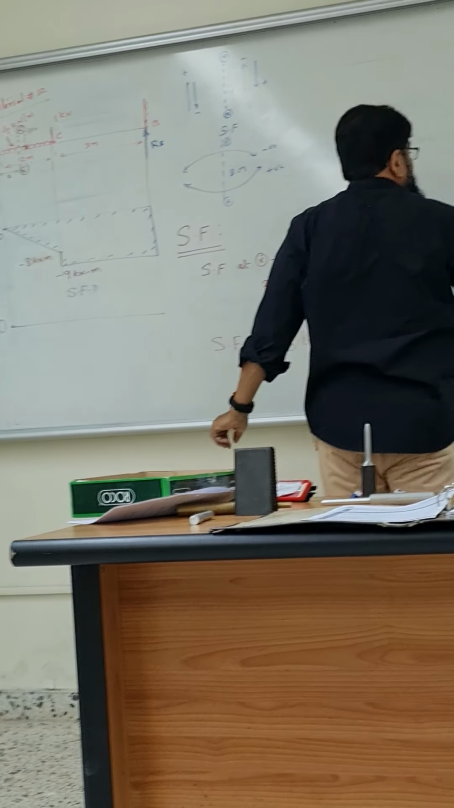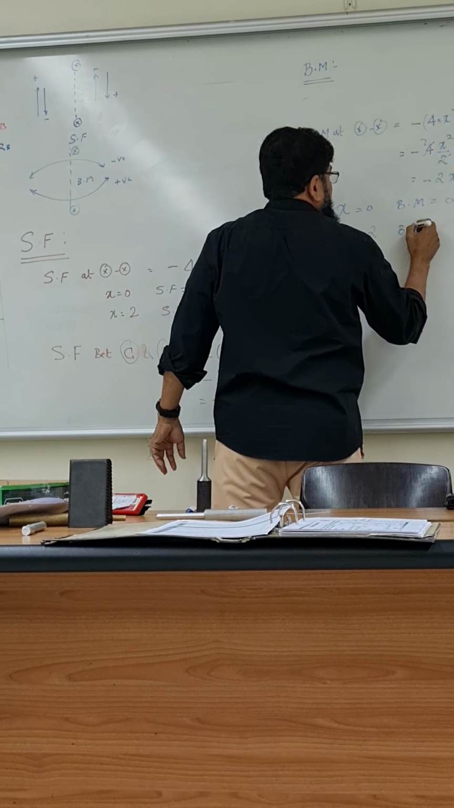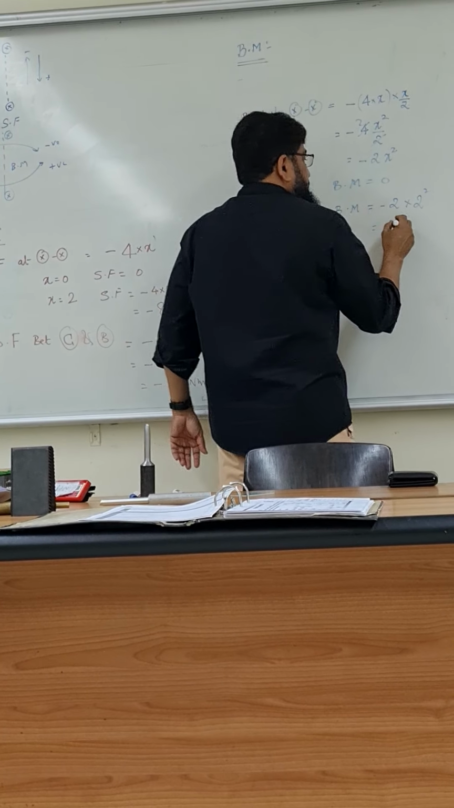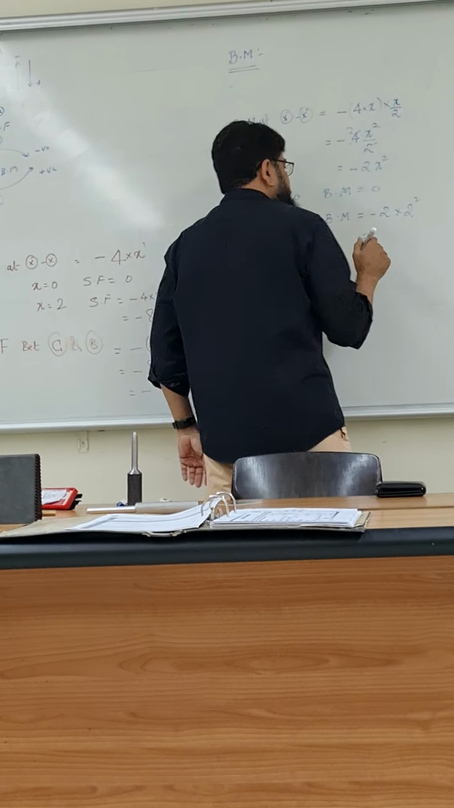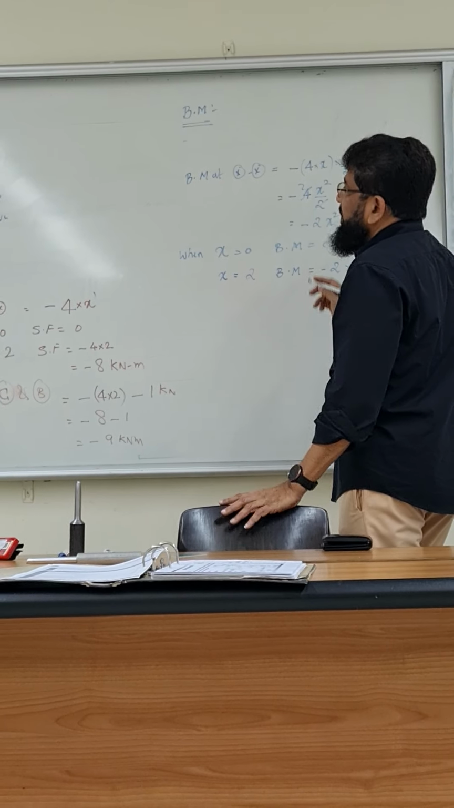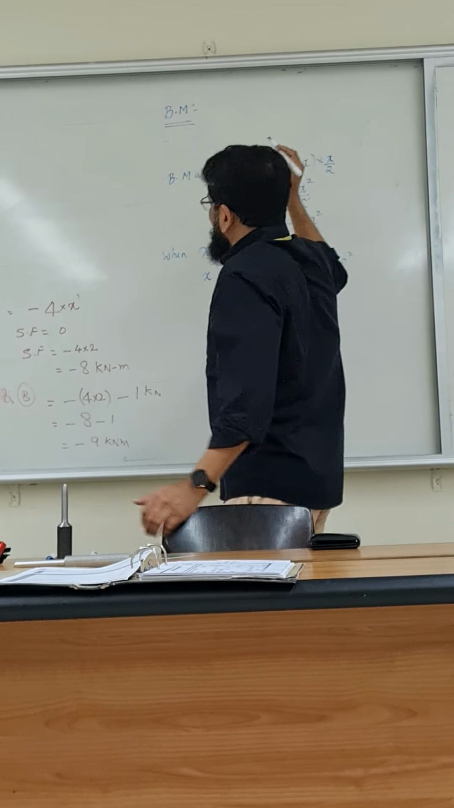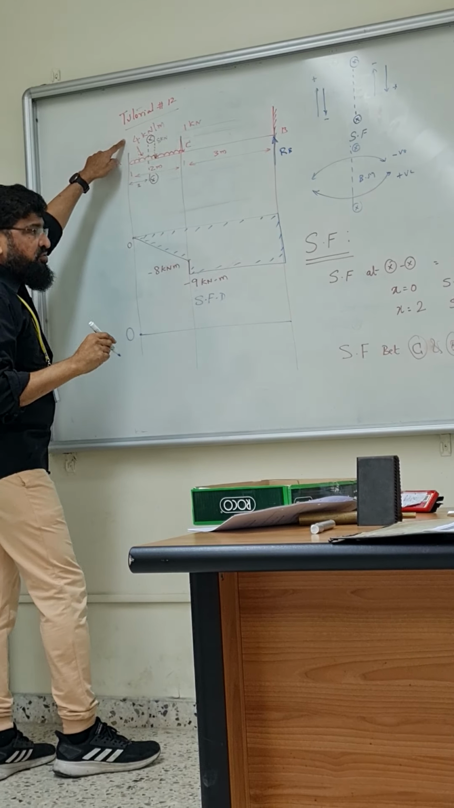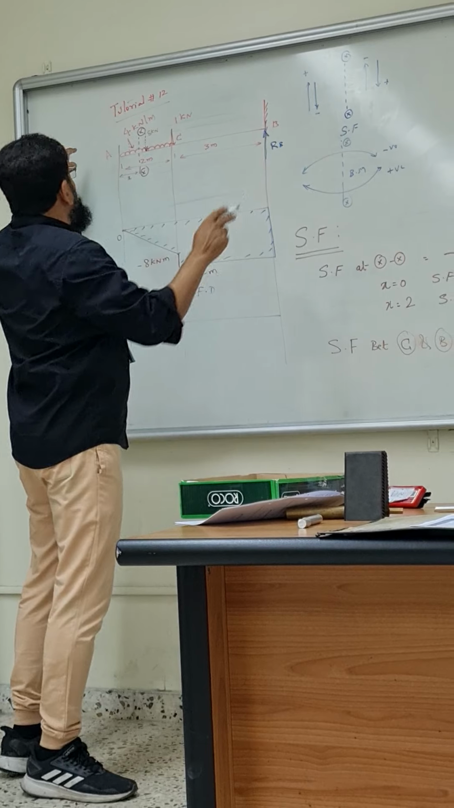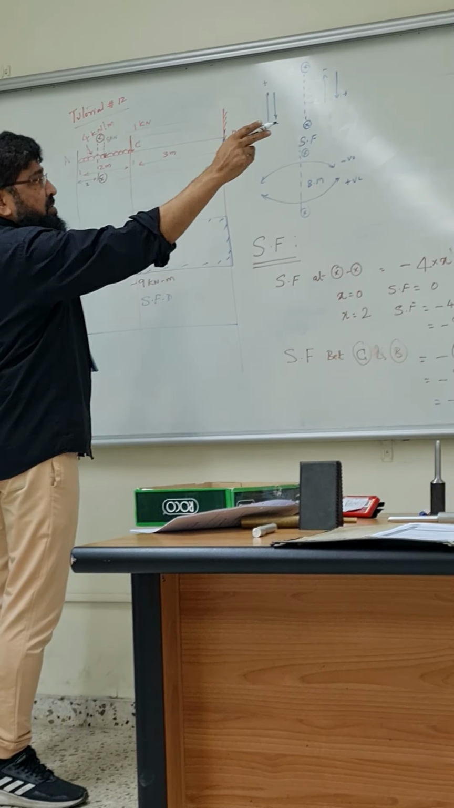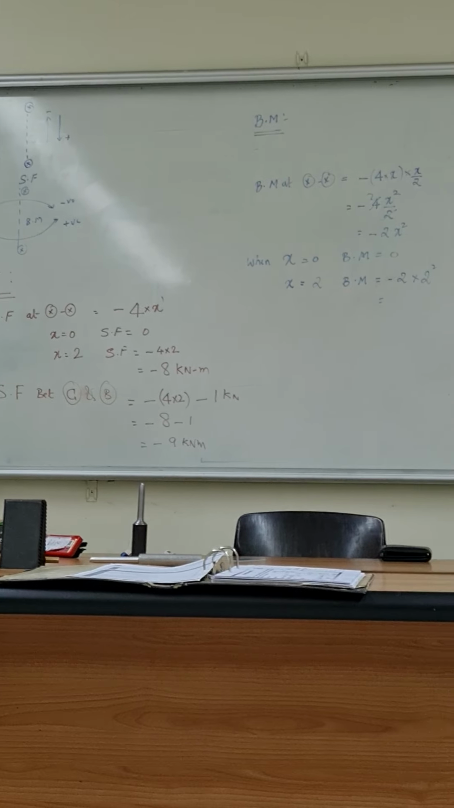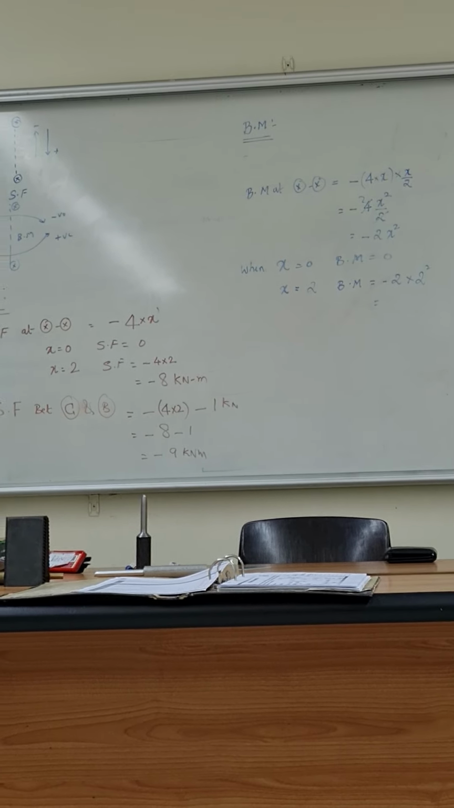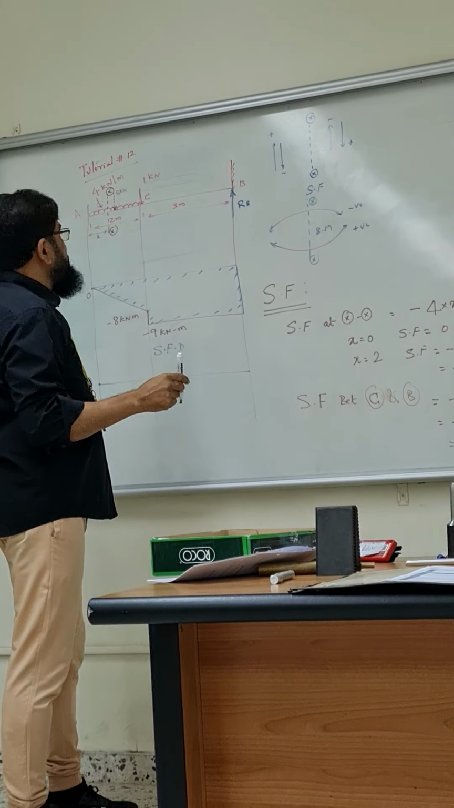When x is equal to 2, what is the bending moment? Minus 2 into 2 square. Minus, how much does it become now? Did we make some mistake here? I need to just check. Give me 1 minute. 4 into x. Did I write 4? Yeah. 4 into x multiplied by x by 2. It is 4x square by 2. It is minus 2x square, right? Minus 2 into x square, okay.